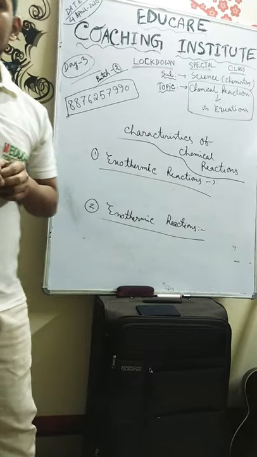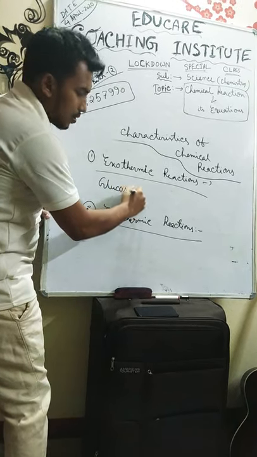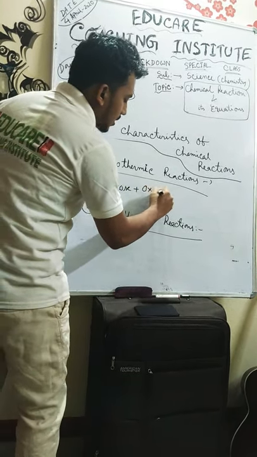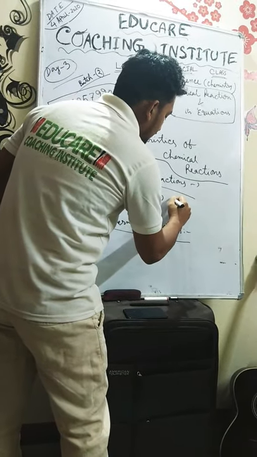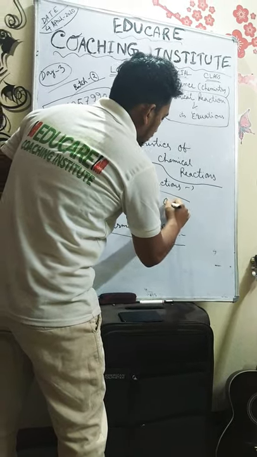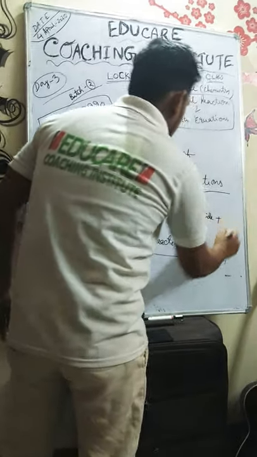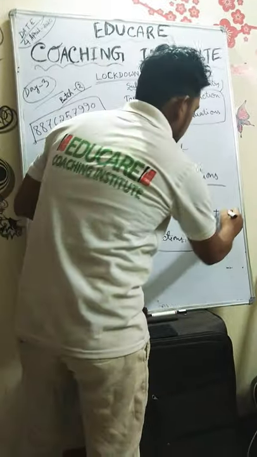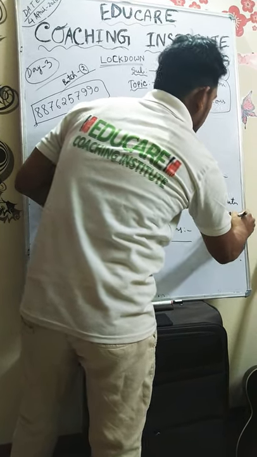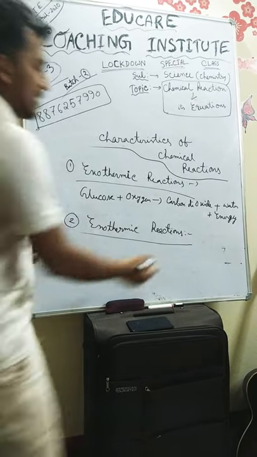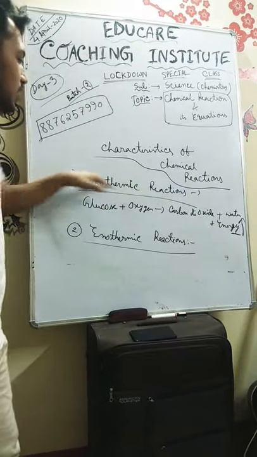See, glucose plus oxygen gives carbon dioxide plus water plus energy. This energy is from whichever reaction this energy is from is called exothermic reaction.